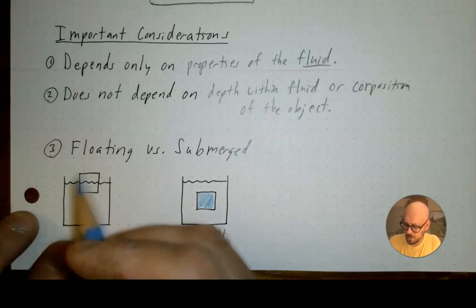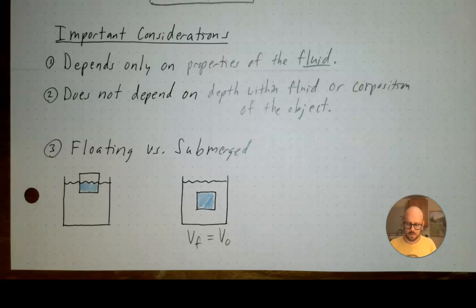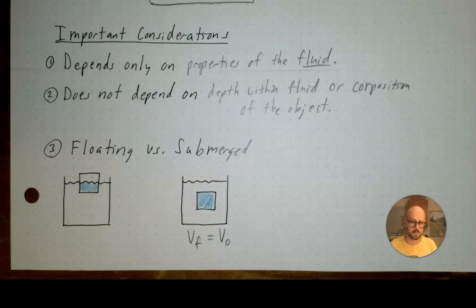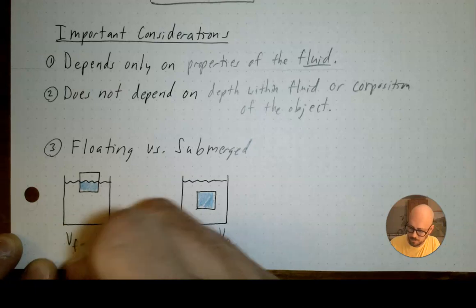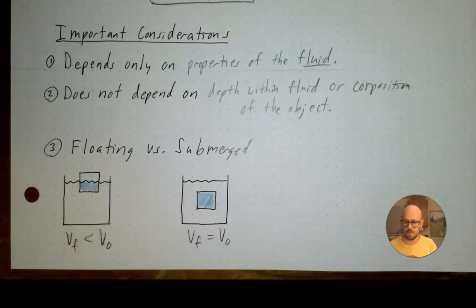However, if an object is floating, then only the amount of that object under the surface of the water counts toward that volume of fluid displaced. This part of the object up here is not displacing any fluid because it's not submerged in the fluid. In this case, the volume of fluid displaced is less than the volume of the object. So you just want to keep that in mind as you work with the buoyant force equation, and we'll do some problems in the next video.